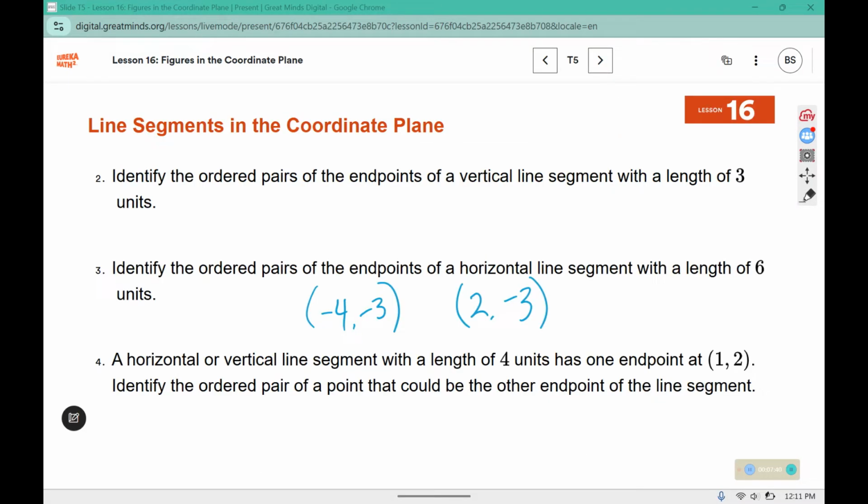Problem 4. A horizontal or vertical line segment with a length of 4 units has one endpoint at 1, 2. Identify the ordered pair of a point that could be the other endpoint of the line segment. So we can go horizontal or vertical from the endpoint 1, 2.